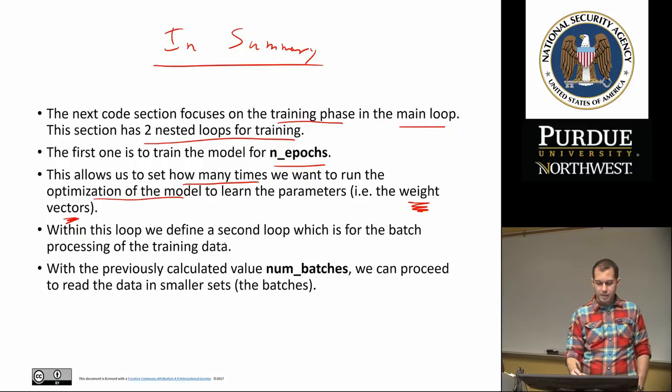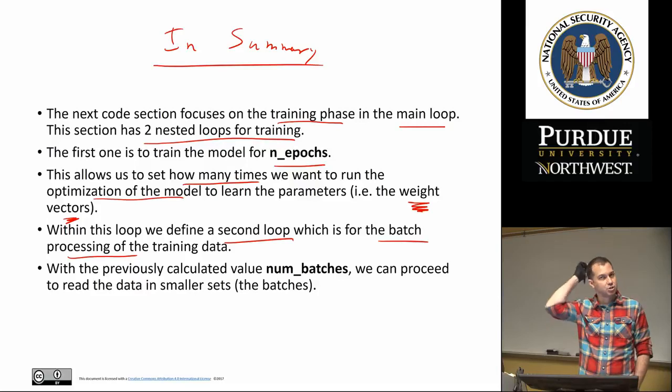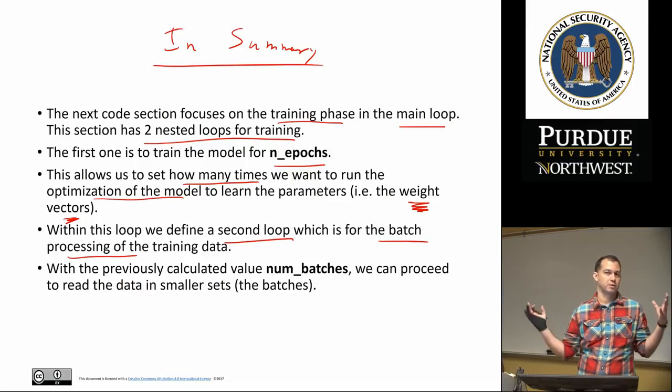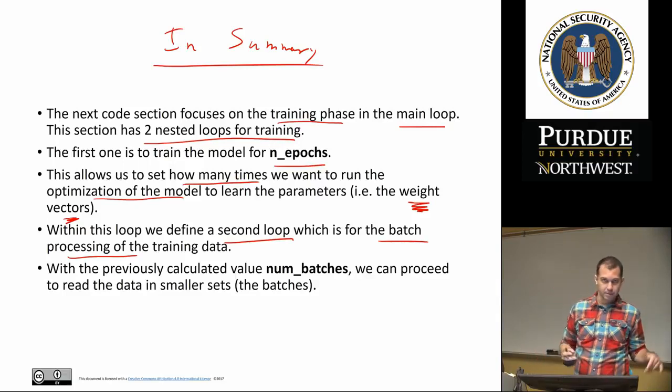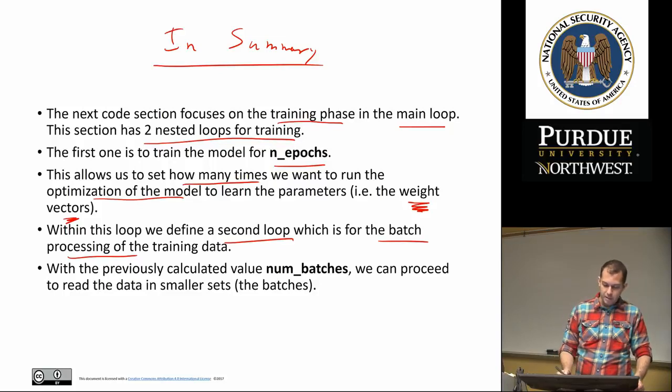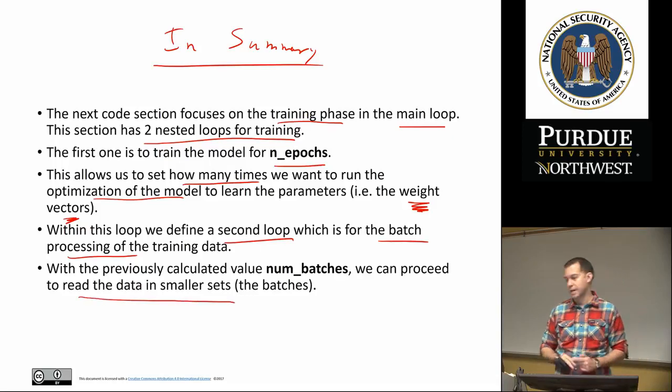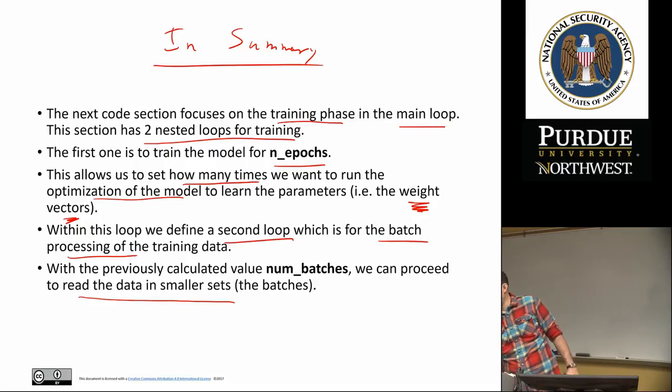Within this loop, we define a second loop which is for the batch processing, and that's just the big data aspect of all of this. How do we load a lot of data when we have millions and millions of records? How do we load the data in batches? Well, it turns out TensorFlow is built for that. We use the previously calculated variables like num batches, and then we proceed to read the data in smaller data sets. So that takes care of our problem.